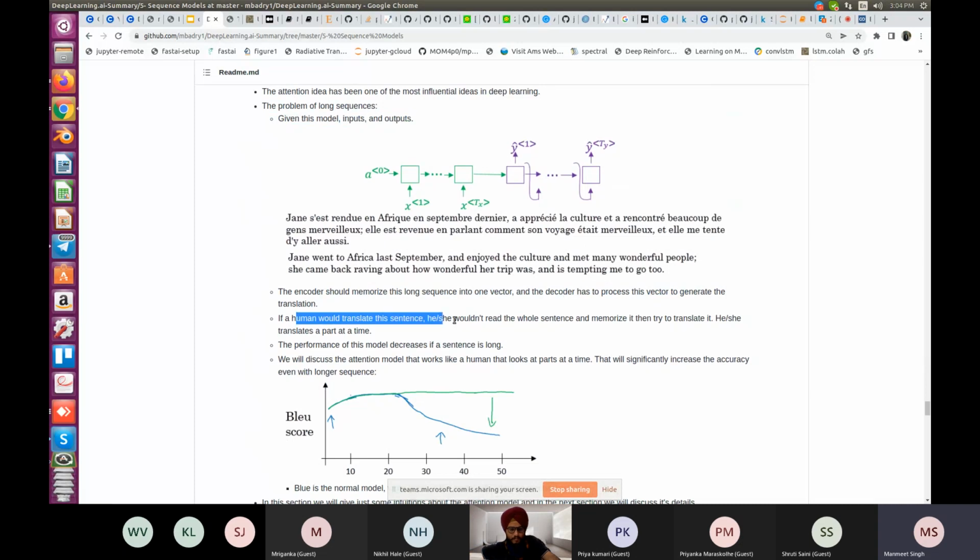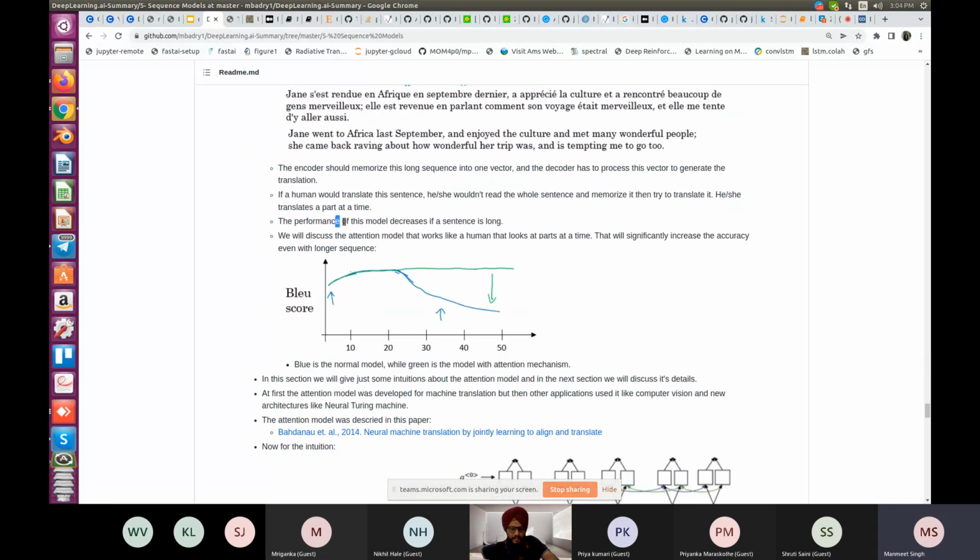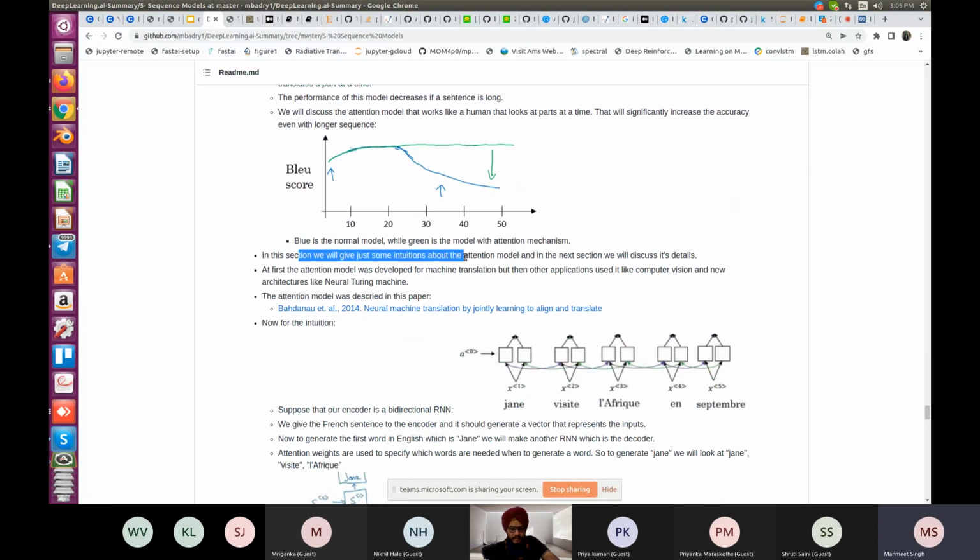If a human were to translate this sentence, he or she wouldn't read the whole sentence and memorize it and then try to translate it. A human would translate it part by part, and the machine faces the same problem. So the performance of this model decreases if the sentence is long. You can see on the y-axis is the BLEU score, and on the x-axis is the length of the sentence. In this section, we will give some intuitions about the attention model, and in the next section we'll discuss it.